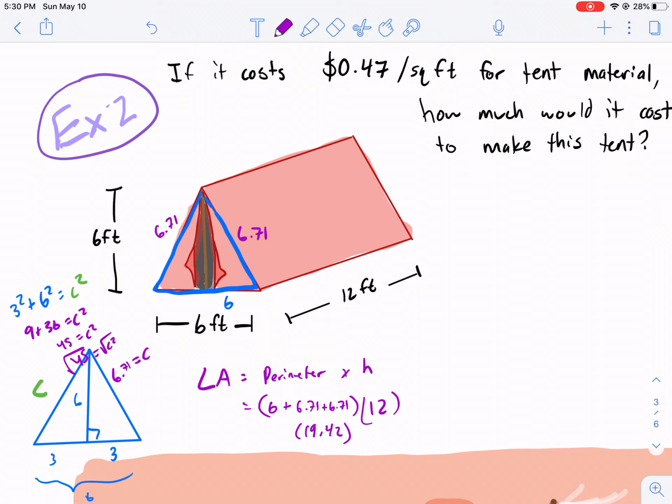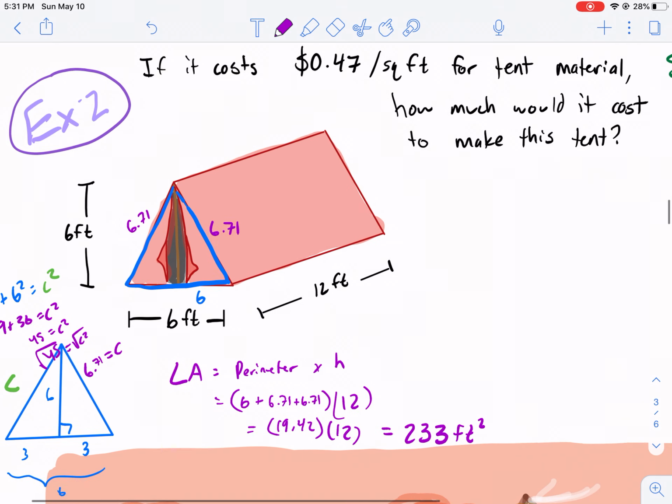19.42 rounded. I'm going to multiply that by 12 because that's my height. So I get times 12, and I get 232.99. I'm going to round this up. This is a good time to round. So I get 233 feet squared. That's a lot of material for a tent. 233 feet squared, but we're not even done.